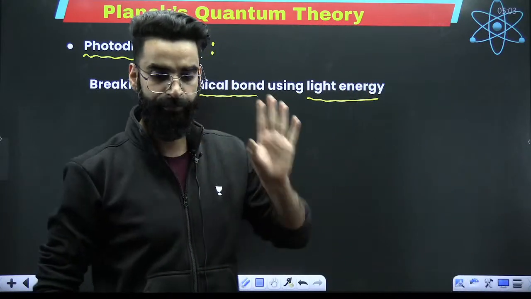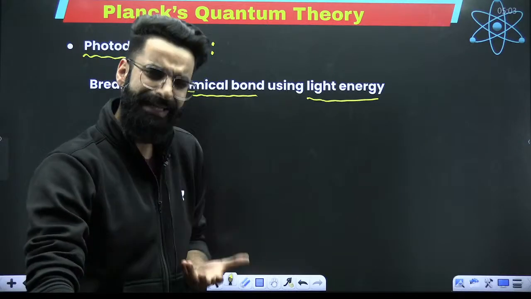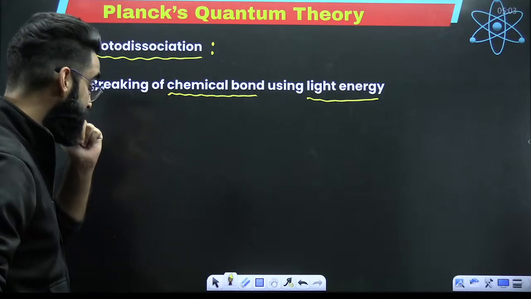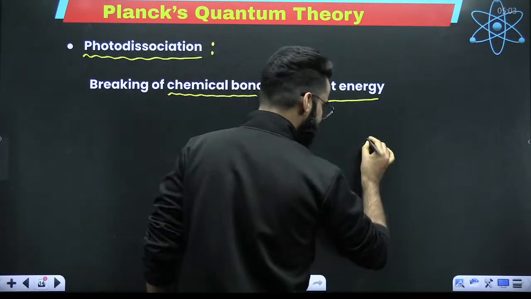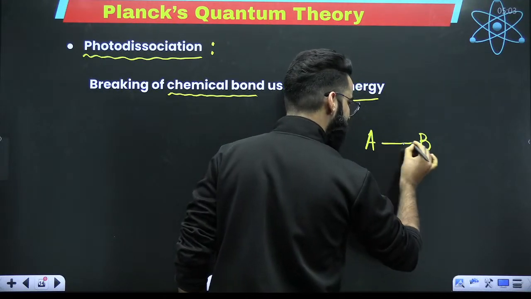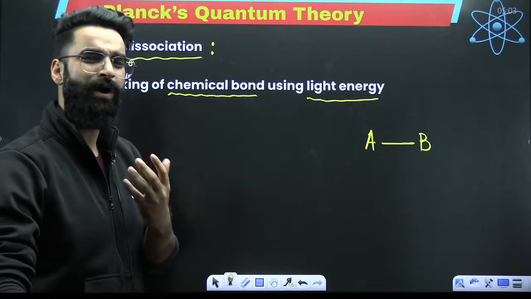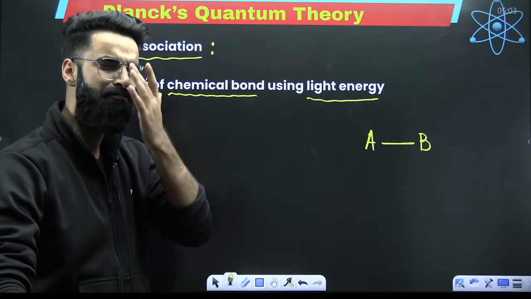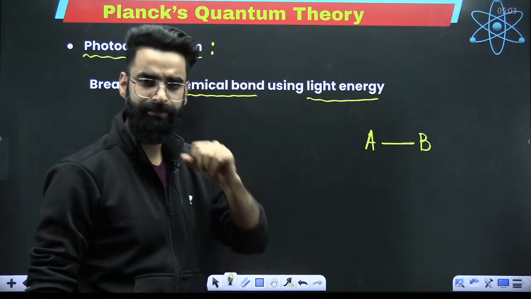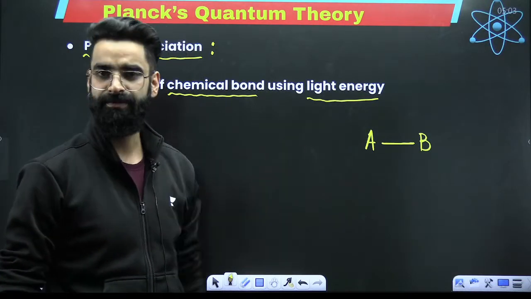A particular type of question will be framed on photodissociation. Let's try to understand the concept first. Then I'll make you understand what it exactly means. Okay? Have a look, people. Let's say I've got a bond between A and B. If I first of all ask you what is a bond? A chemical bond is just the force of attraction which is holding these atoms together.